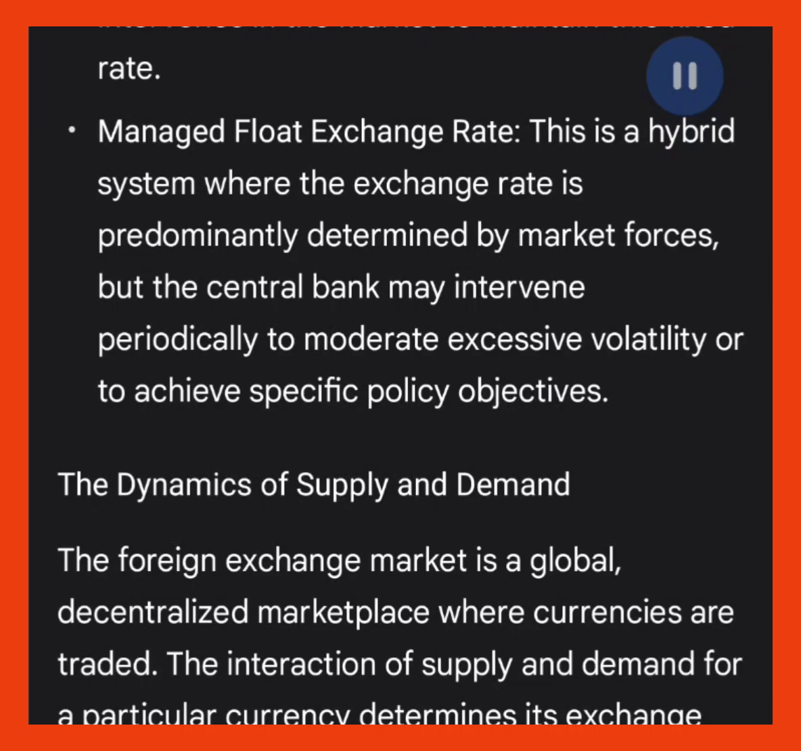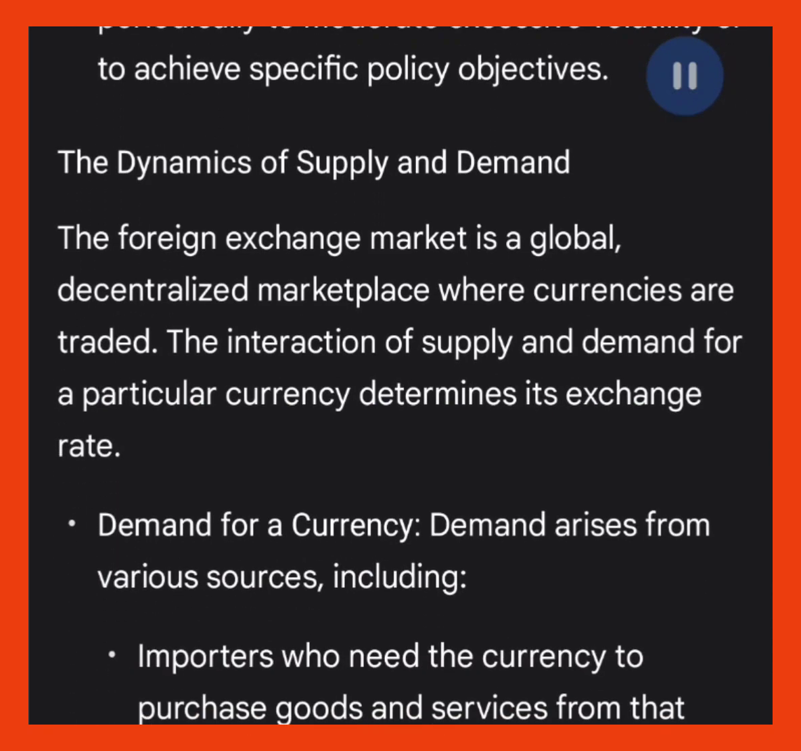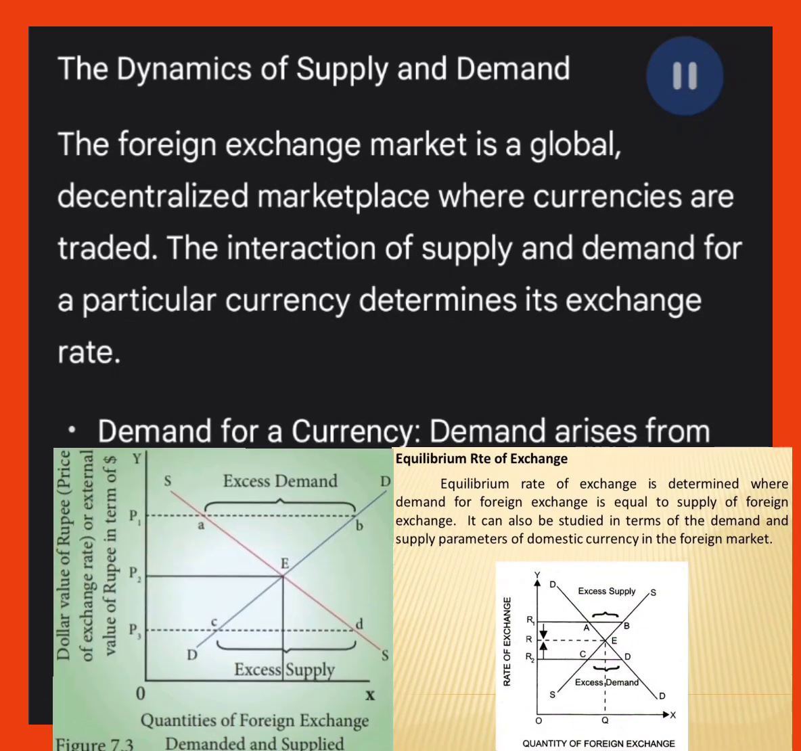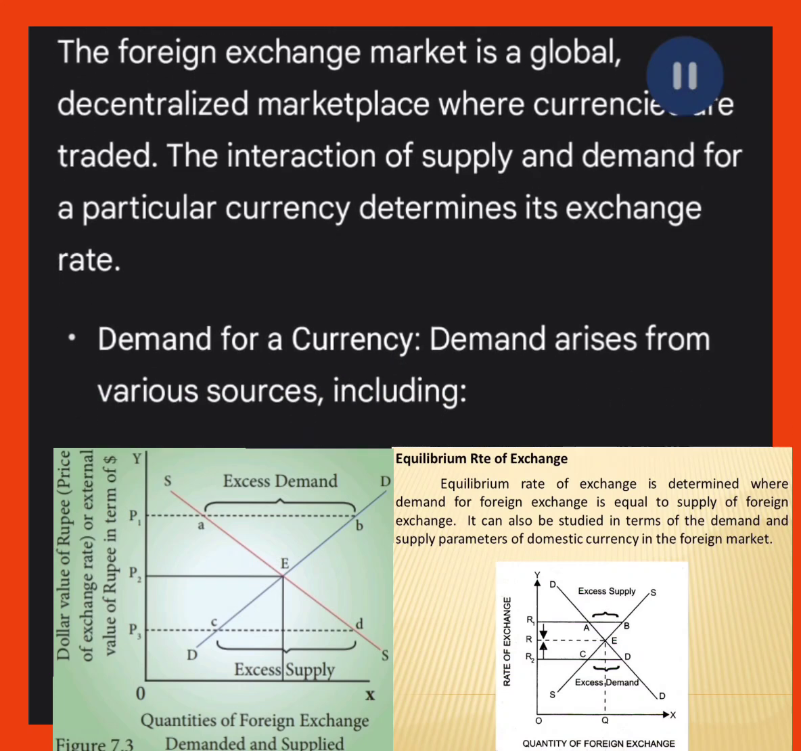The dynamics of supply and demand. The foreign exchange market is a global, decentralized marketplace where currencies are traded. The interaction of supply and demand for a particular currency determines its exchange rate.